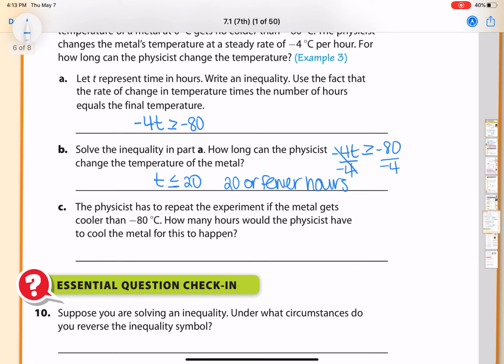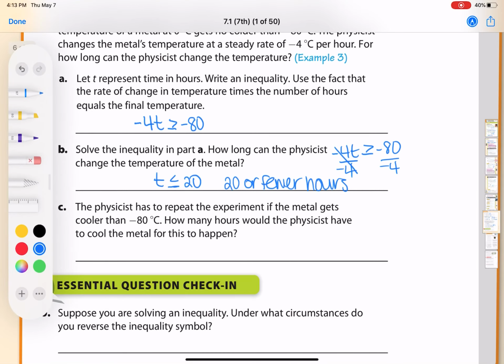And the physicist has to repeat the experiment. If the metal gets cooler than negative 80 degrees Celsius, how many hours would the physicist have to cool the metal for this to happen? So because it takes 20 or fewer hours to change the temperature, he wants it cooler than negative 80, so it's going to have to go more than 20 hours.